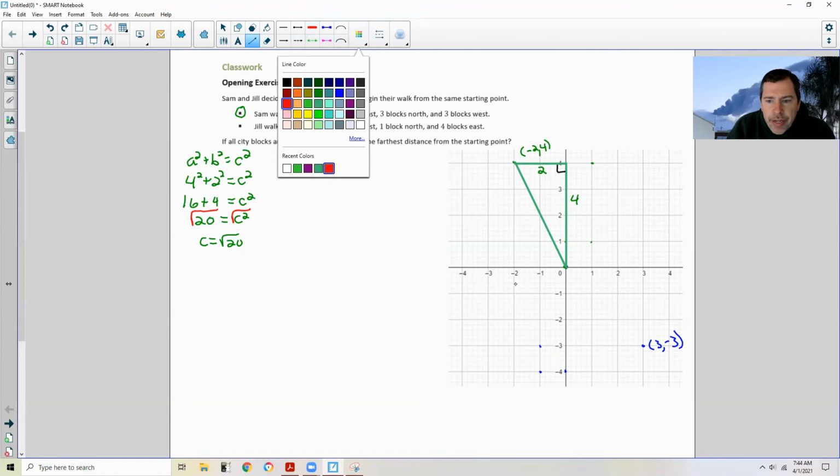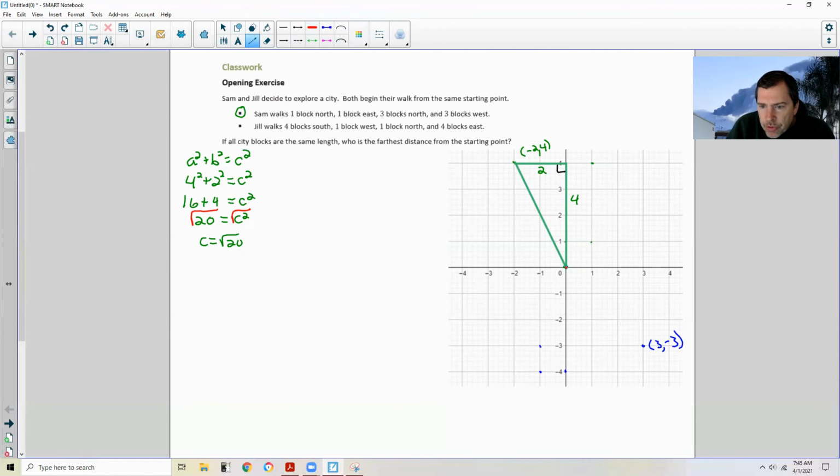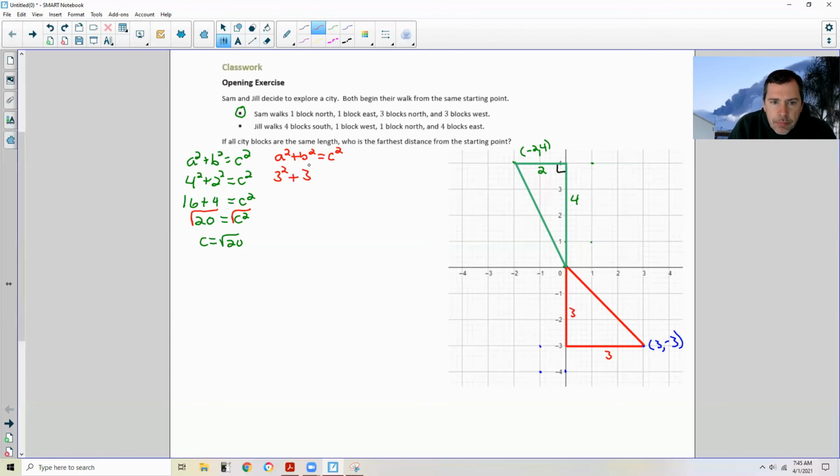I will now do the same with her travels. Switch to red. So she ended up at the point 3, -3. To get from the origin there, we have to go down 3 and right 3. And here is the distance she is from the starting point as the crow flies. This distance here is 3, and this distance here is 3. So I want to find the opposite side. I write the formula again: a squared plus b squared equals c squared. A is 3. B is 3. And we need to find c squared. 3 squared is 9, and 3 squared is 9. They equal c squared. 9 plus 9 is 18, and that equals c squared. I have to take the square root of both sides, and therefore we get c equals the square root of 18.